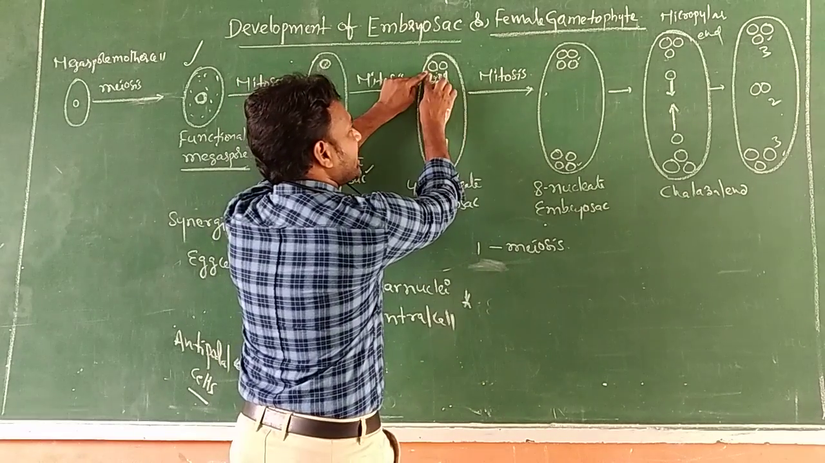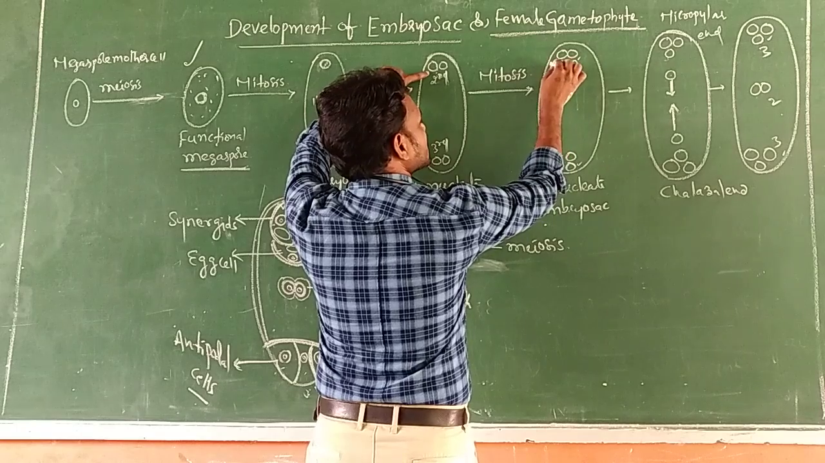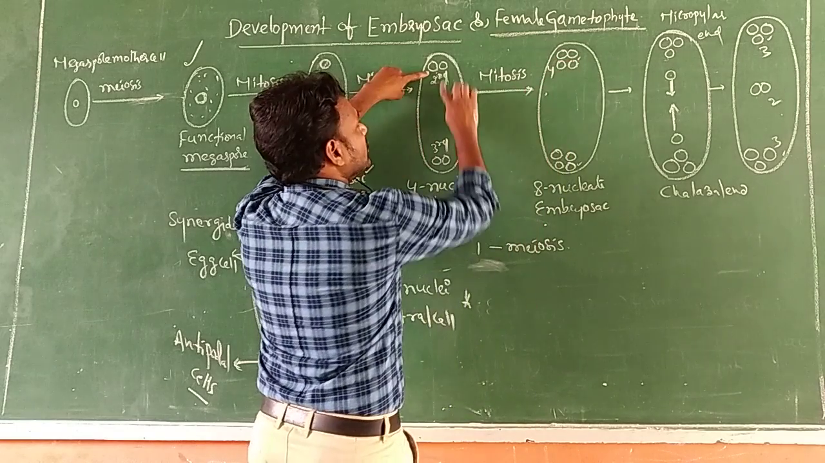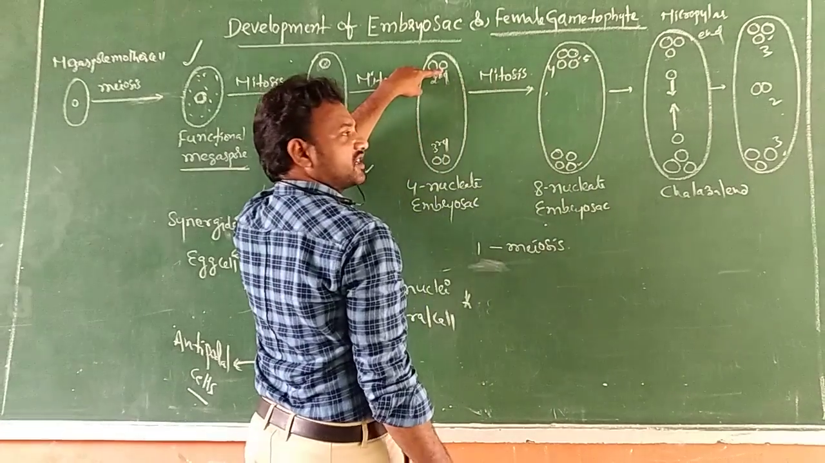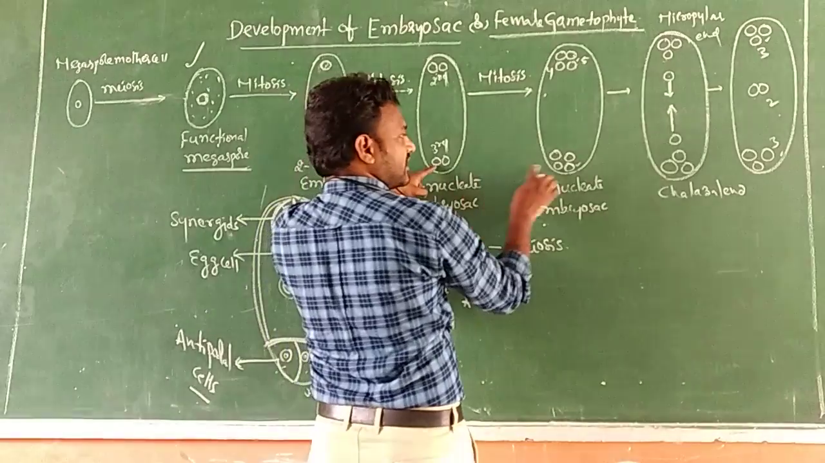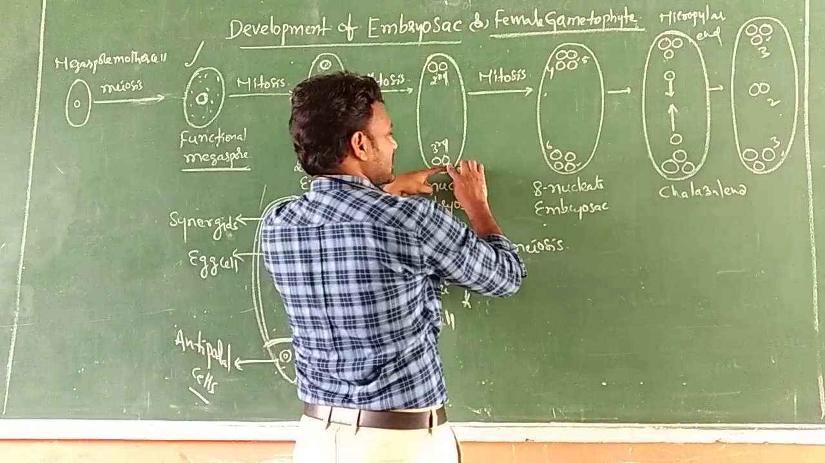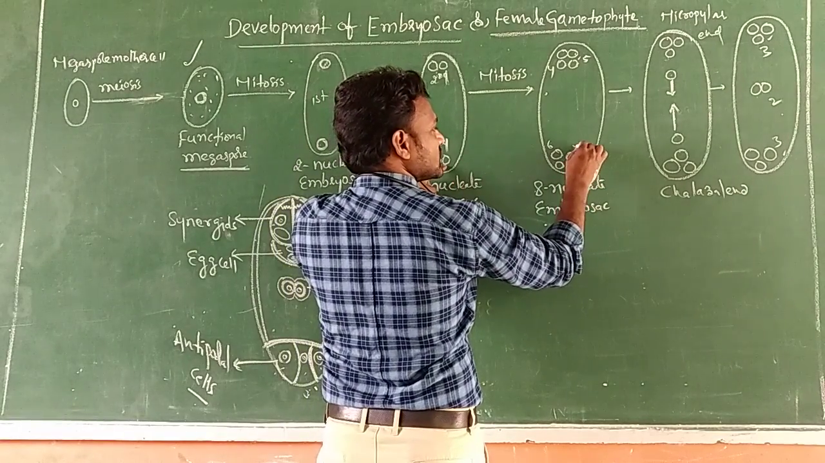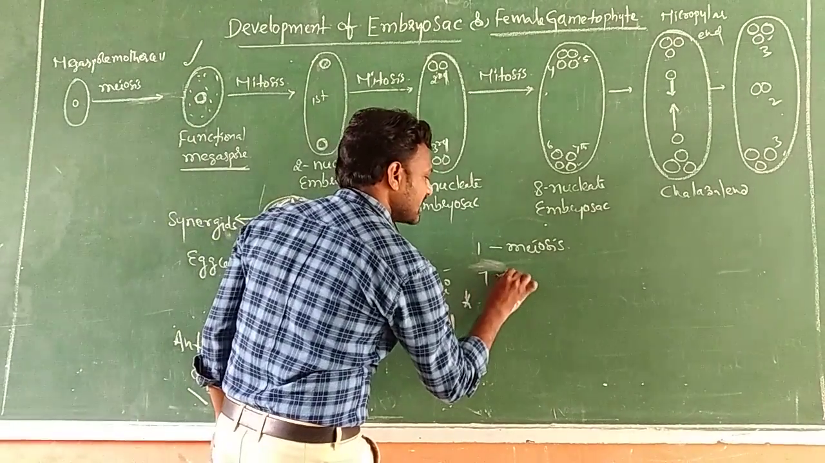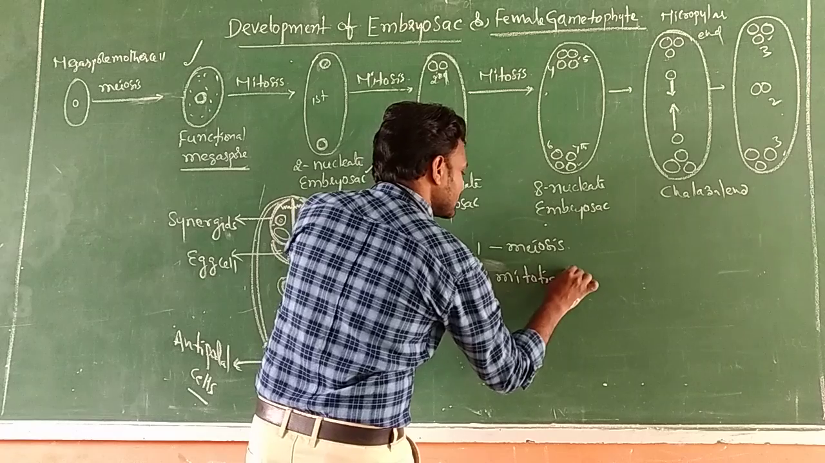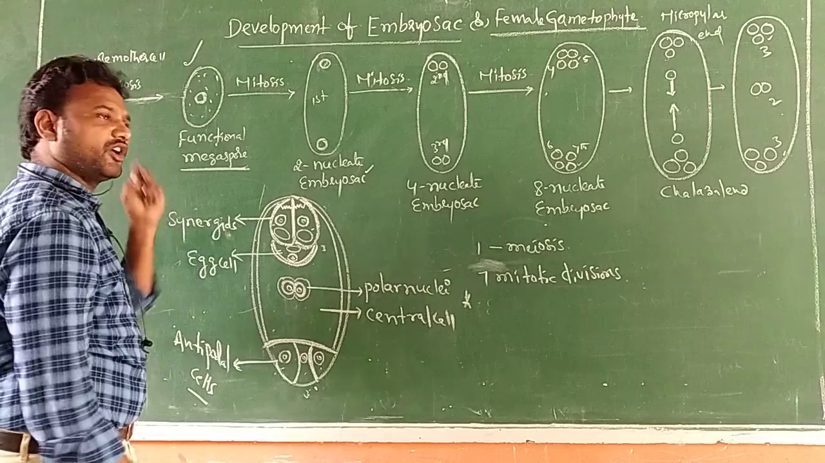Here 2 are there. You take 1. It is divided into 2. This is the fourth mitotic division. You take this one. It is also divided and produces 2 nuclei. This is the fifth mitotic division. Similarly, you take here 2 nuclei. This is the sixth mitotic division. Here this is also divided into another 2. This is the seventh mitotic division. So how many mitotic divisions is that? 7 mitotic divisions. I hope you understood.